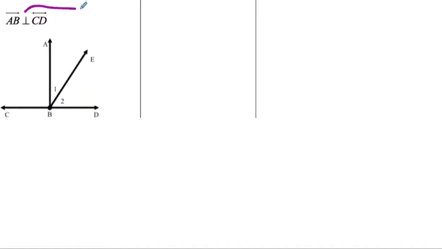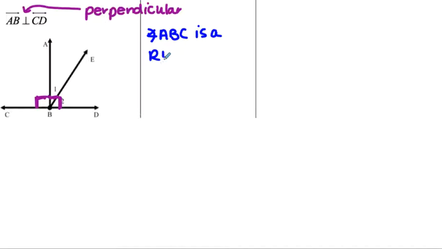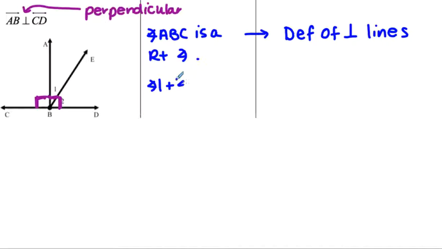There's that notation we've only just talked about a little bit. That symbol means perpendicular, and perpendicular lines meet at right angles. So I'm going to put a right angle right here and right here, okay? So there's a couple things that we could say based on the perpendicular. We could say that angle ABC is a right angle, okay? And that would be because of the definition of perpendicular lines, because they meet at right angles. We could also say that angle 1 plus angle 2 equals 90 degrees.